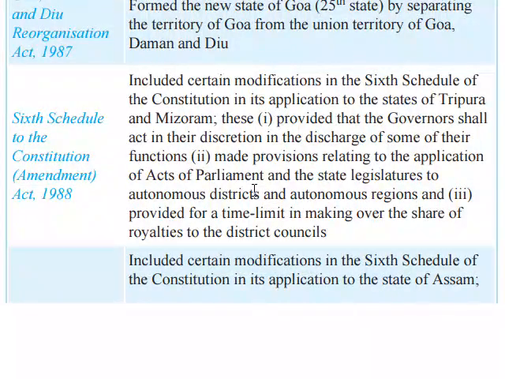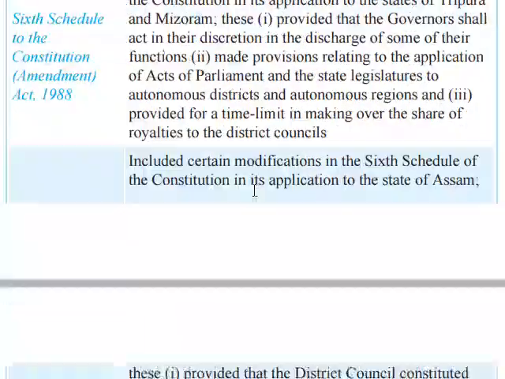These provisions provided that the governors shall act in their discretion in the discharge of their functions, made provision relating to application of Acts of Parliament and the state legislature to autonomous districts and autonomous regions, provided for a time limit, and made provision about the share of royalties to a district council.